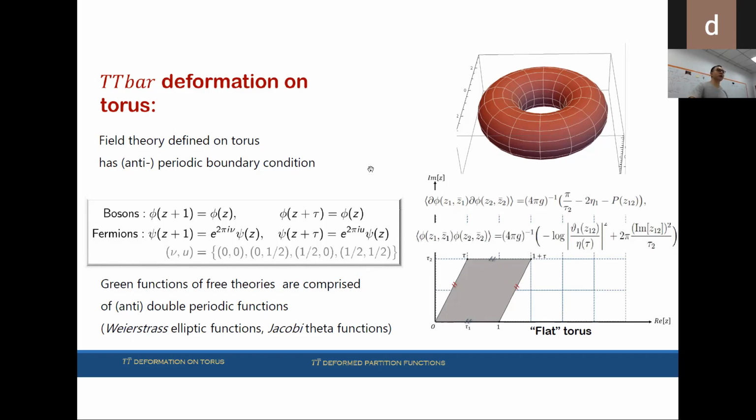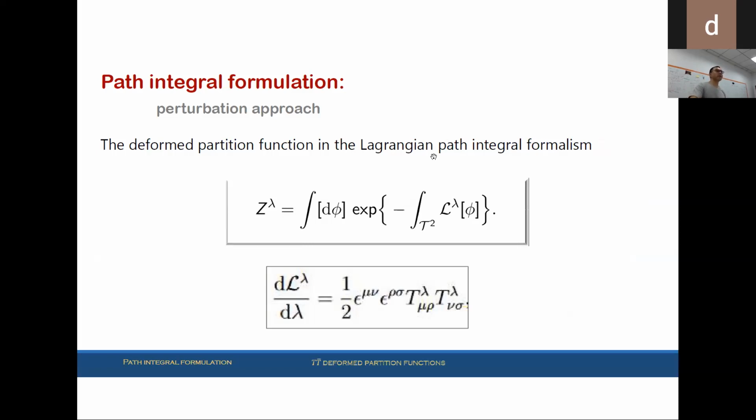So for the simplest example, we will start from the free theory, and we put the free field theory on the torus. So this is our basic setup and our starting point. And our approach is to use a perturbative approach to construct the deformed partition function in the Lagrangian path integral formalism. So here, this is the original phi. We just do the path integral for the original theory or deformed theory, and we just deform the Lagrangian by TT bar deformation. So the deformed Lagrangian satisfies the so-called flow equation. We already showed this equation, and we just perturbatively solve this equation to try to extract the partition function on the torus.